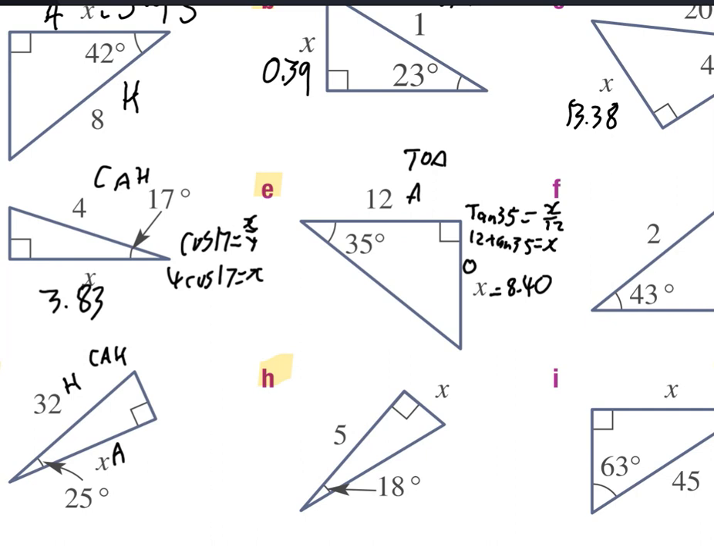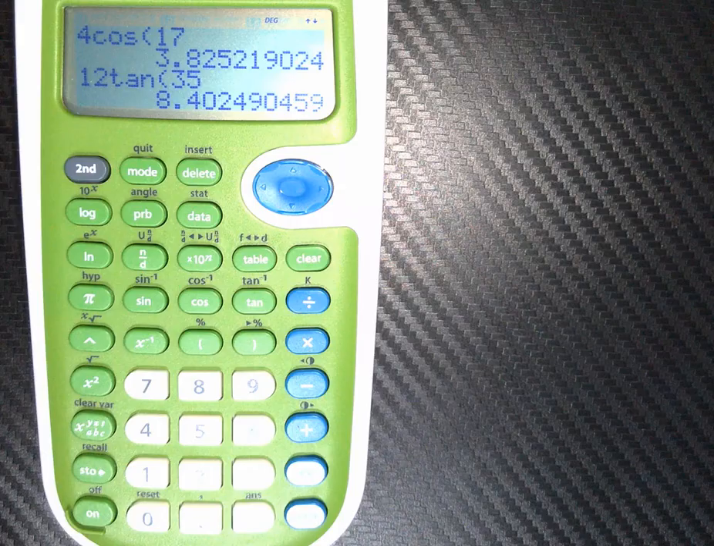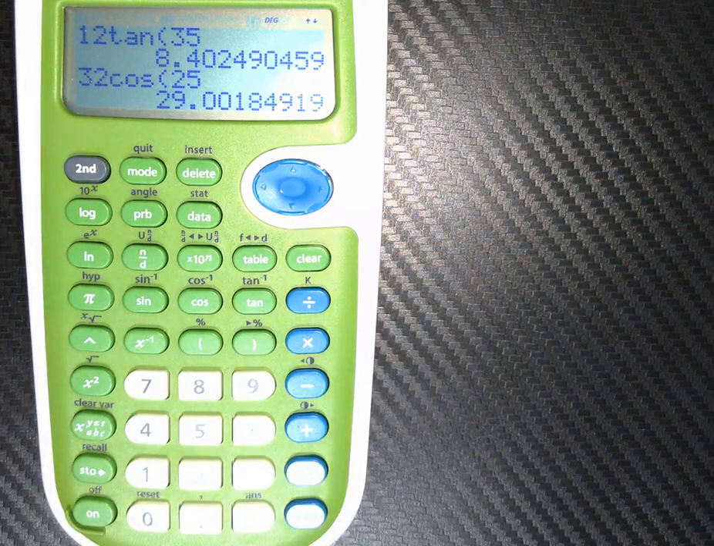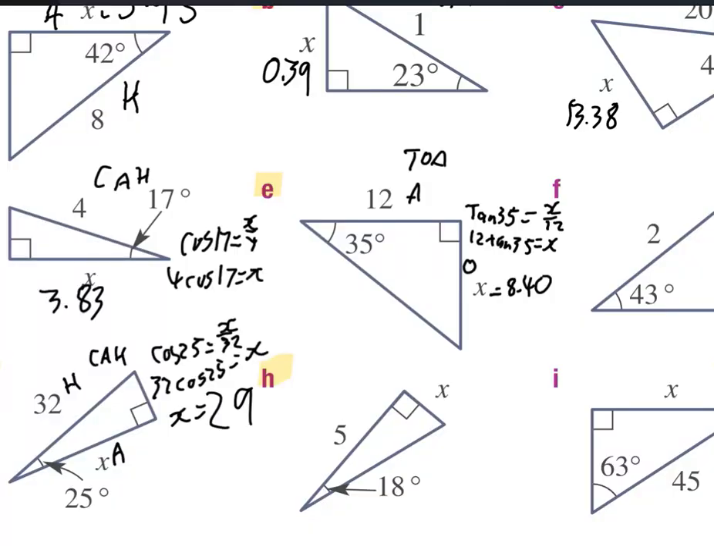So that's cosine. So I'm going to do cos 25 equals adjacent over hypotenuse, x over 32. Multiply both sides by 32: 32 cos 25 equals x. So x equals 32 cos 25, which is 29.0. Actually, I'll just leave it as that. That's fine. Okay, next one.